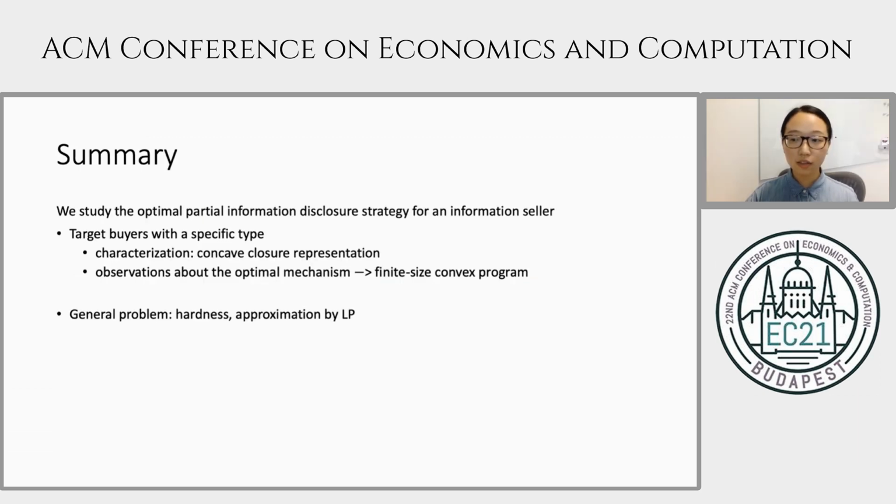To summarize, in this work, we study the optimal partial information disclosure strategy for an information seller. And we mainly focus on the case when the seller targets buyers with a specific type. In this case, we characterize the optimal mechanism using a concave closure representation, and we make some important observations about the optimal mechanism, based on which we formulate the finite size convex program that will solve the mechanism. And for the general problem, we prove it's NP hard to have a constant approximation, but we give an approximation algorithm for a special case using an LP.